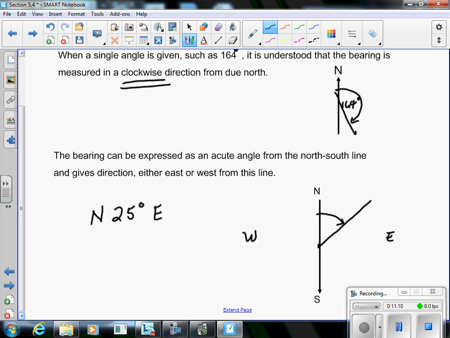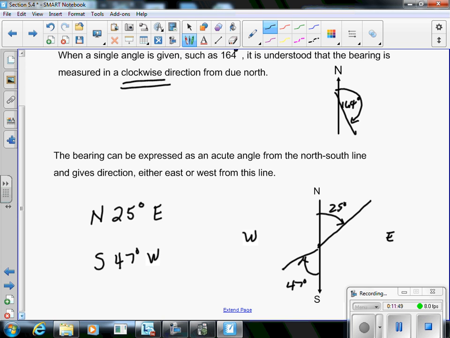So I'm going to have this being my bearing. If it said south 47 degrees west, I would start from the south, and I'm going to rotate towards the west, and I'm going to rotate 47 degrees. So two methods, one starting at due north and measuring clockwise, the other method from the north-south line, and it would say north 25 degrees east, south 47 degrees west.